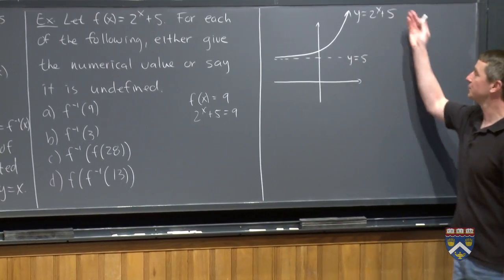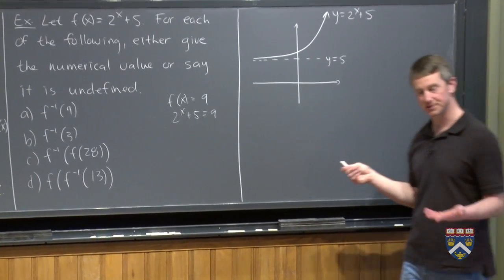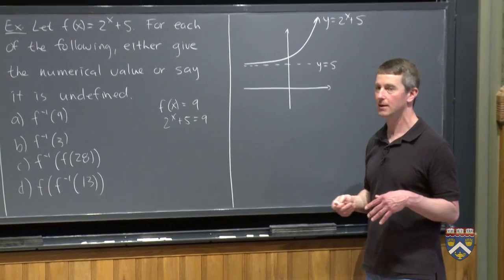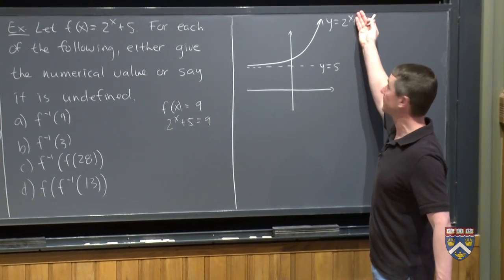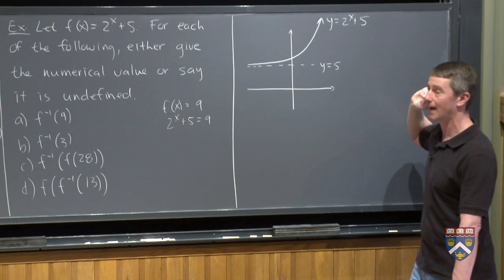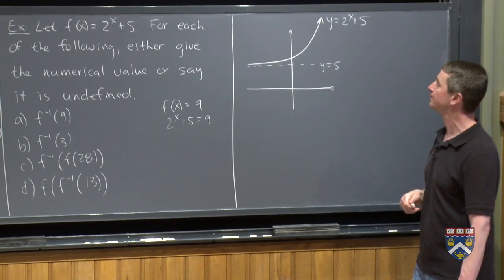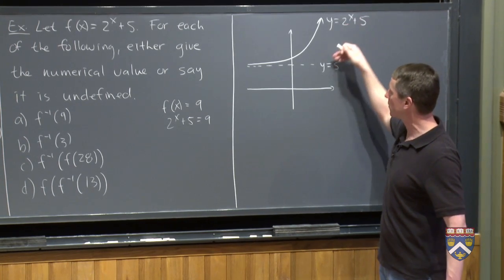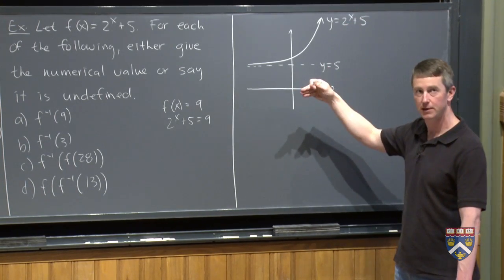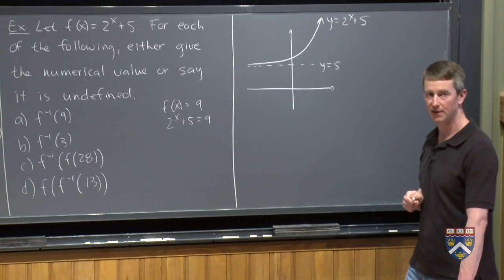Now I've drawn the graph of 2 to the x plus 5 over here. This uses things that we've figured out earlier today. You use the applet to figure out what the graph of 2 to the x looks like, and then you use another applet to figure out that when we put the plus 5 there, that just shifts the graph up and down. So this graph of 2 to the x used to have a horizontal asymptote at y equals 0, but we shifted it up to y equals 5.